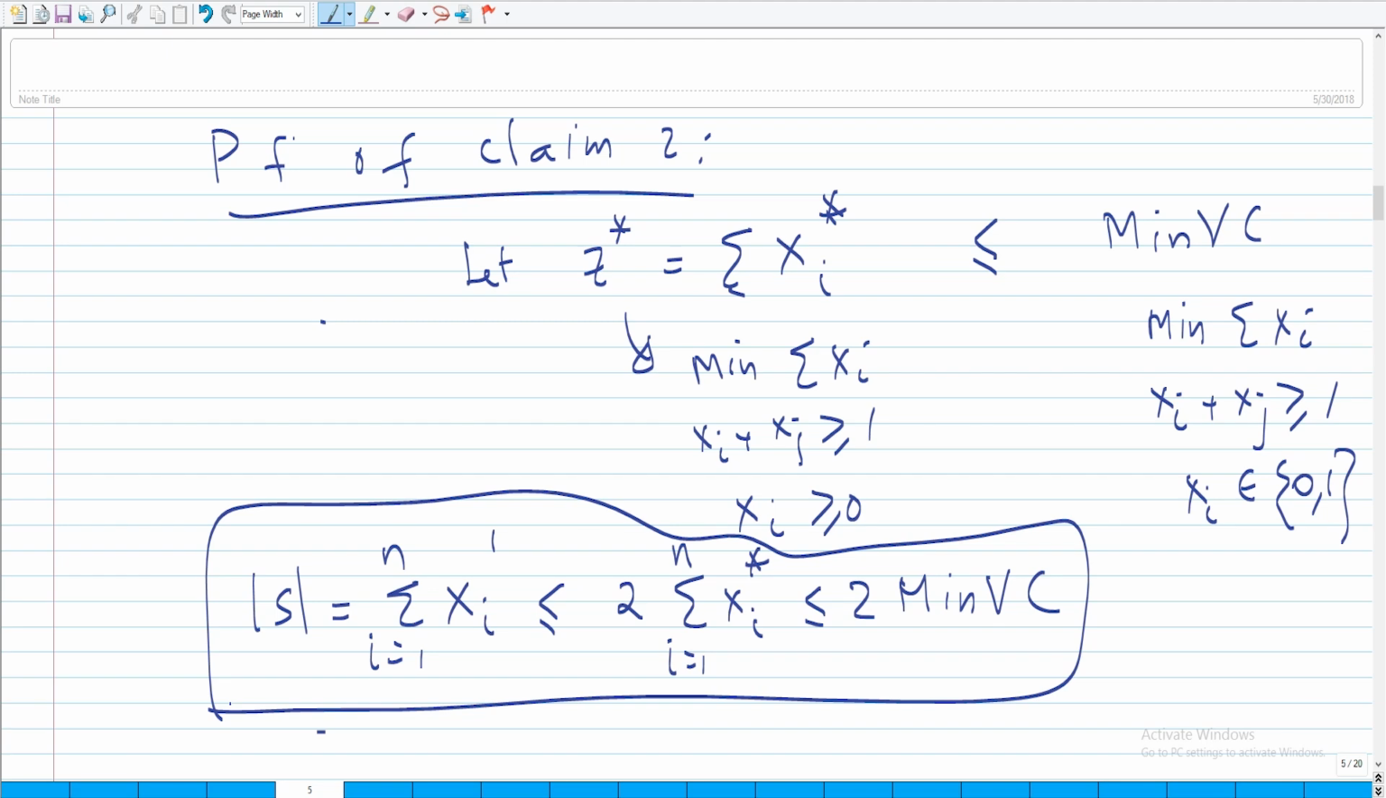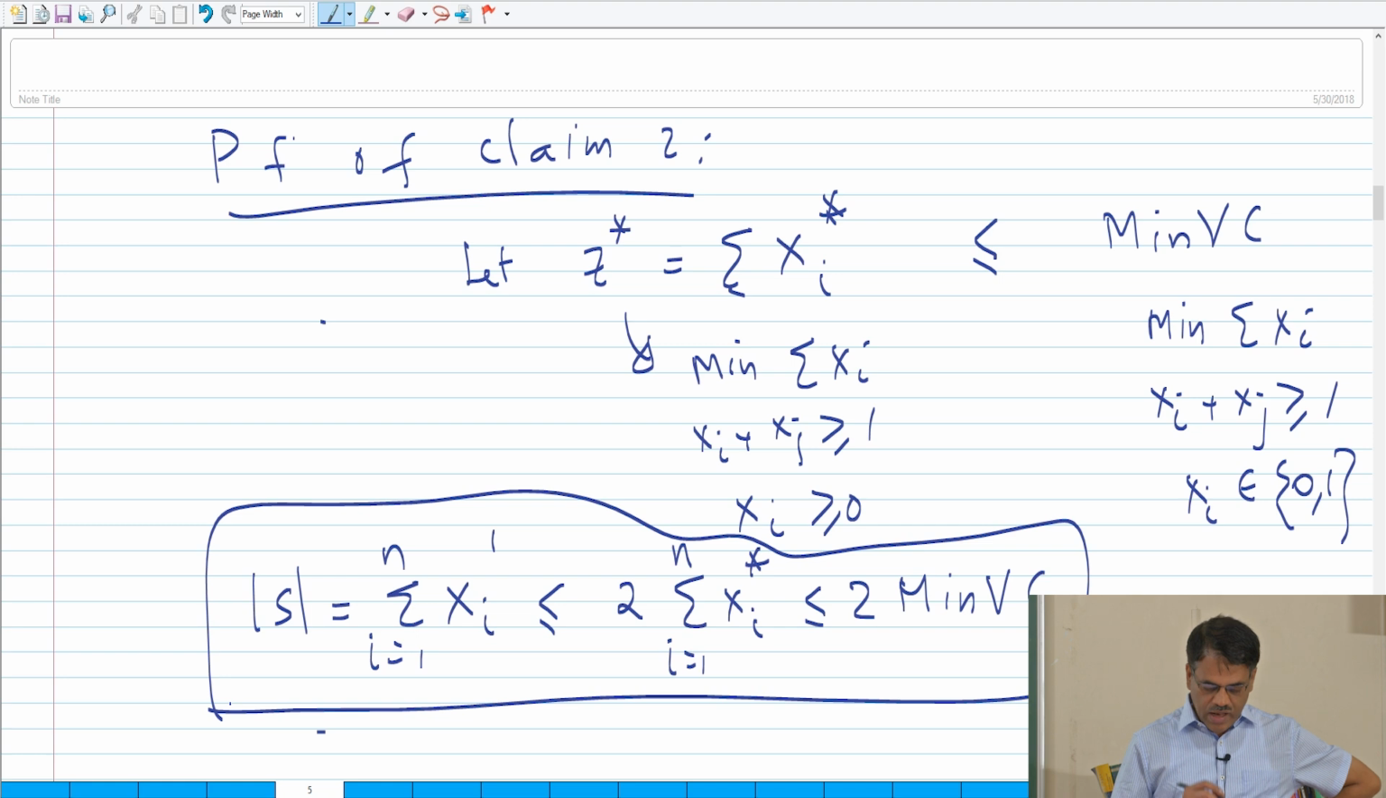So, here is another 2 approximation algorithm for minimum vertex cover. We saw one where we find a maximal matching and pick both endpoints of every matching edge, and here it says solve the LP relaxation and just round it up. Now, the nice thing about the LP algorithm is the following.